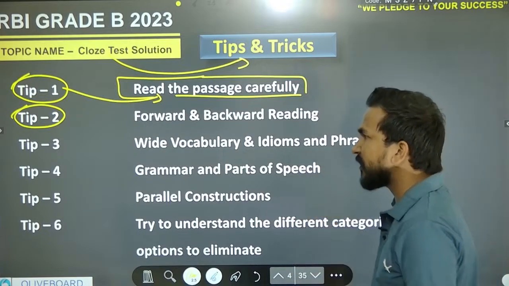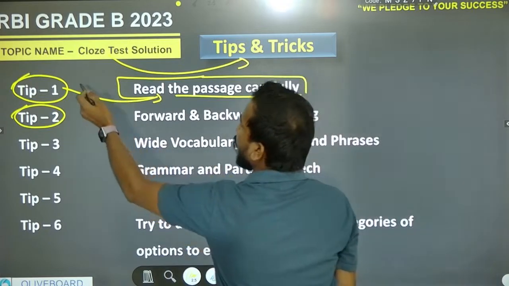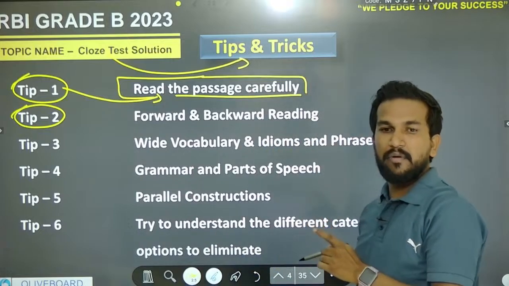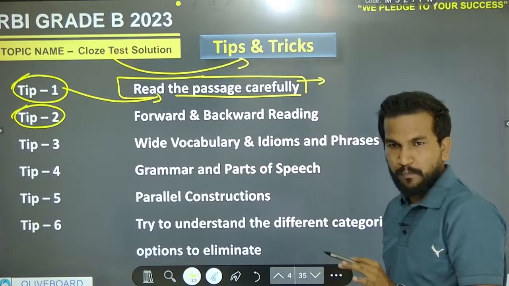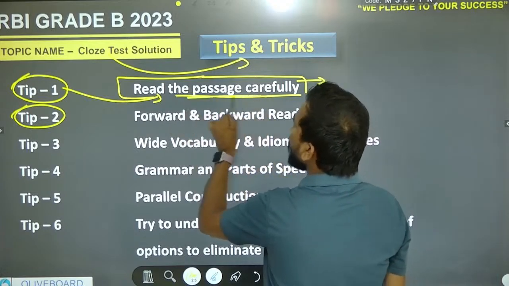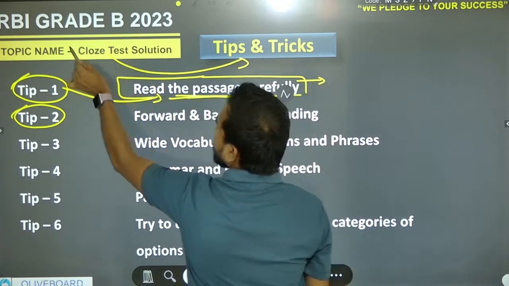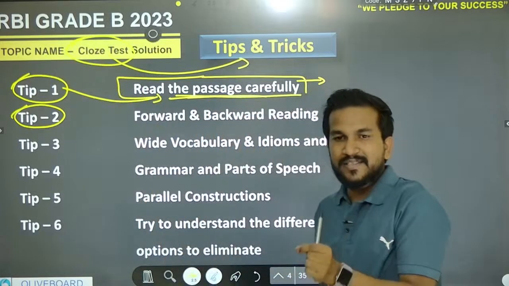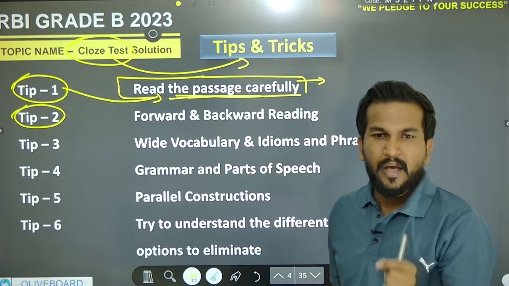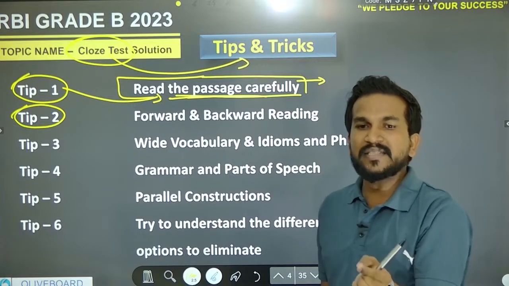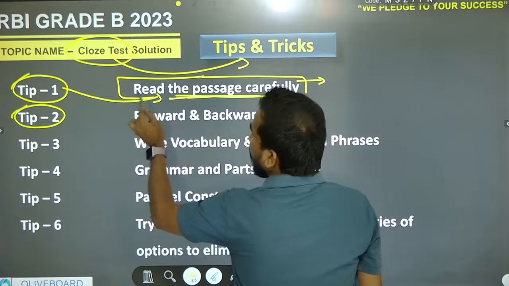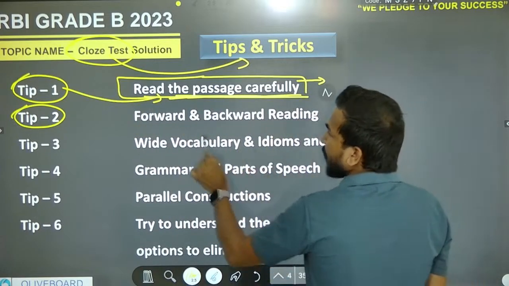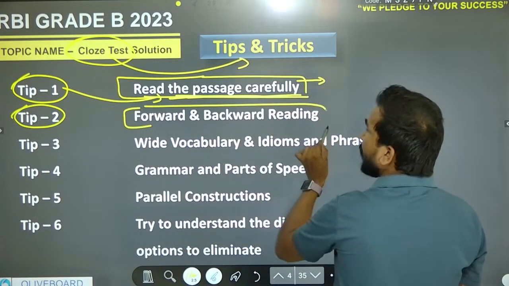Now we are having some tips on what we should do. I would like to tell about the reading comprehension part also. What is Cloze actually? If someone asks you the definition of Cloze, this is a type of passage where some words are excluded actually. So read the passage carefully at first. After that you must know the forward or backward reading.